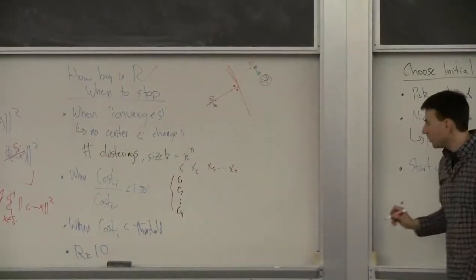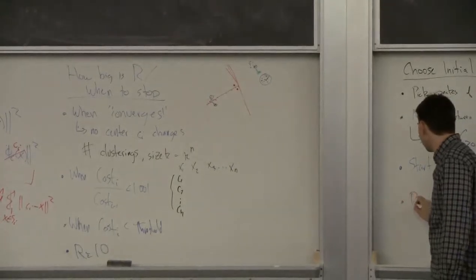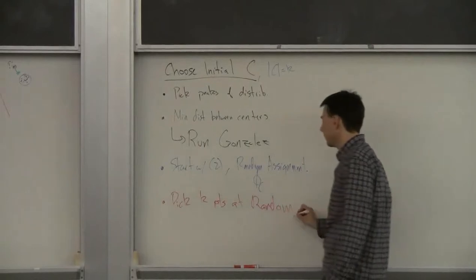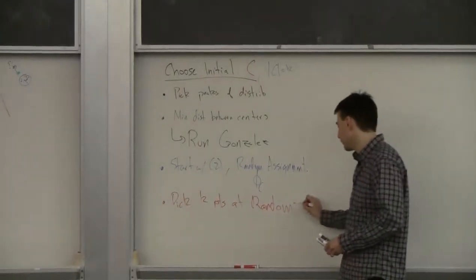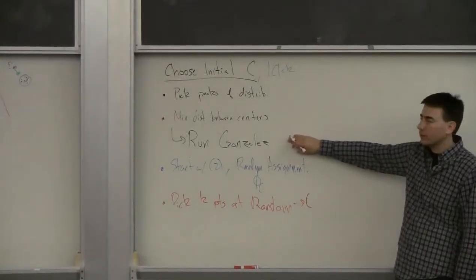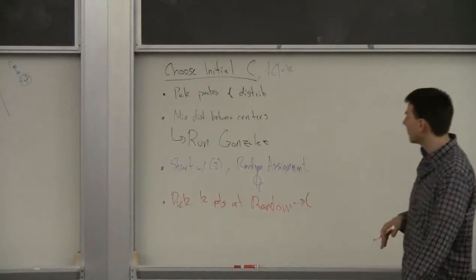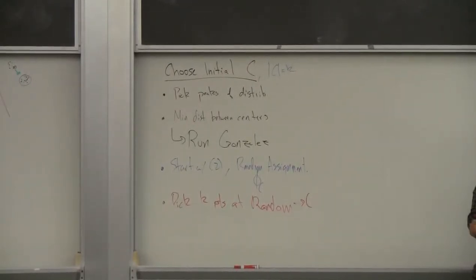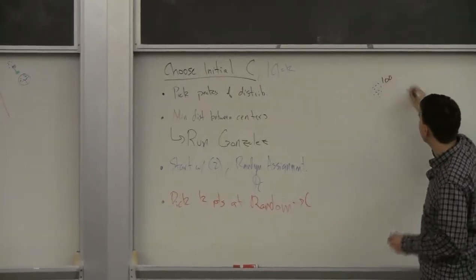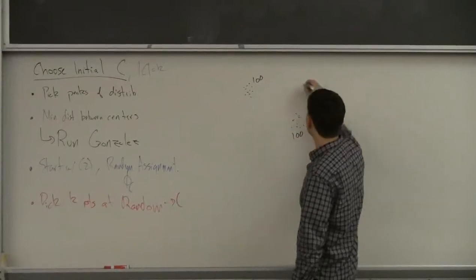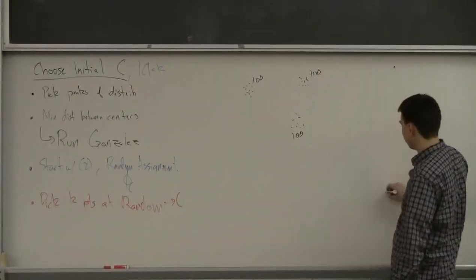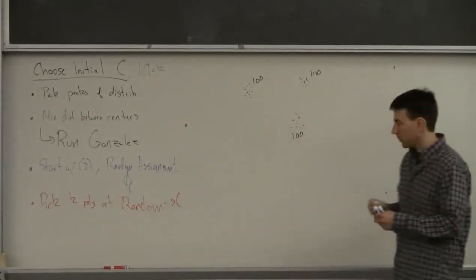But what makes more sense than this is to just pick k points at random, okay? And set these to be the centers. So actually this is going to have an advantage over the Gonzalez algorithm. One of the issues with the Gonzalez algorithm, which I forgot to mention, so good thing I remember now, is that it's really susceptible to outlier points. Right? So let's say I had 100 points here, 100 points here, and then I have 3 points like this. Or maybe I have 2 points here, right?